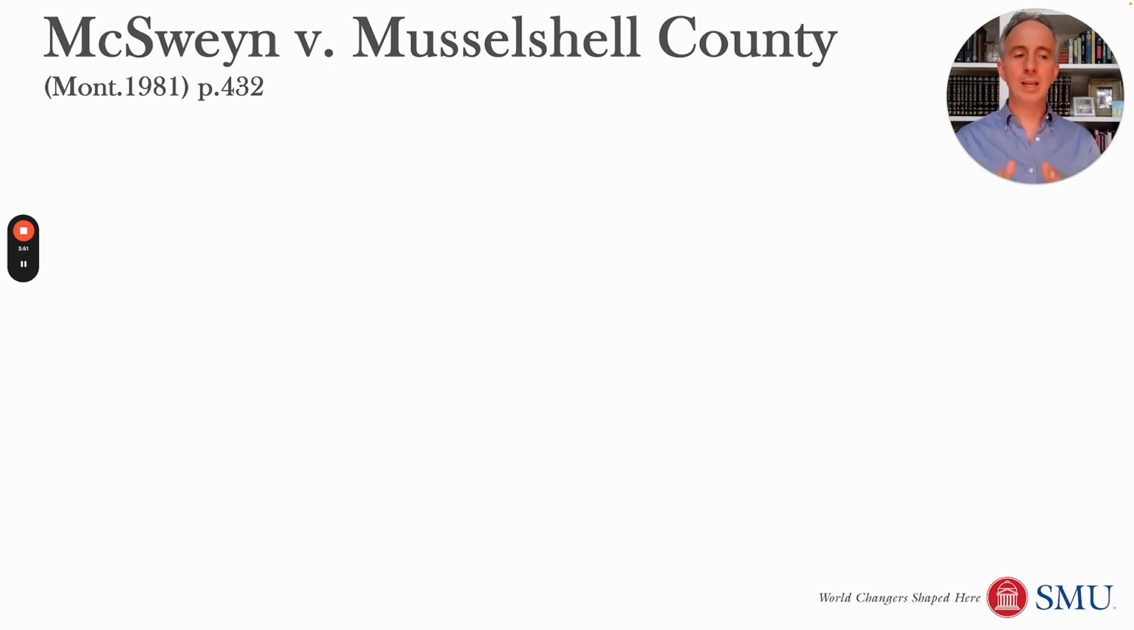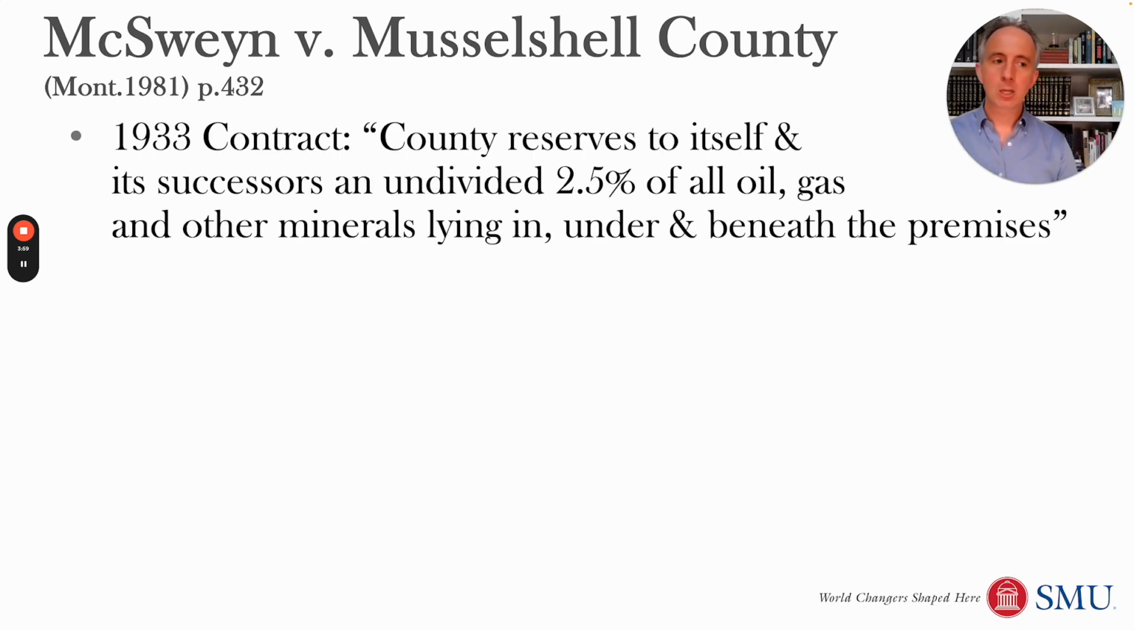All right, we're going to start talking about this issue of determining whether something's a mineral interest or a royalty by looking at this quite complex case, McSwine versus Musselshell County. It's on page 432 in your books, and it's a Montana case. So in this case, there are actually 3 writings that describe what was retained, reserved by Musselshell County when they transferred land.